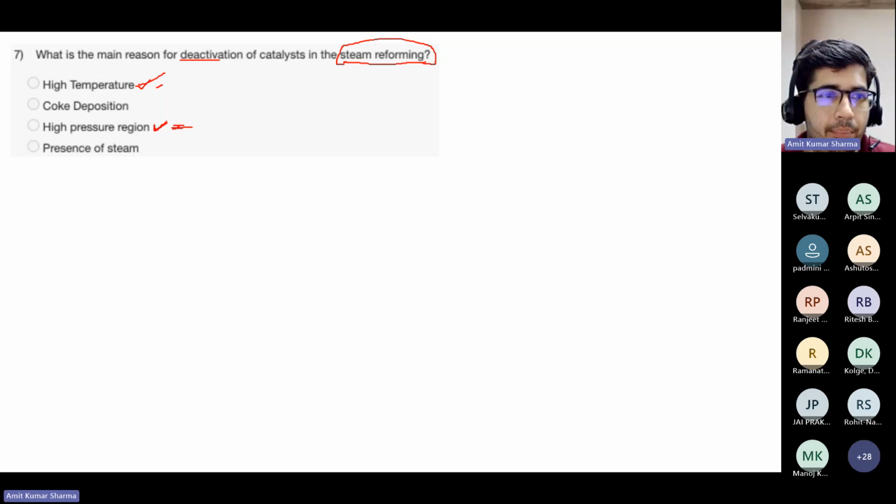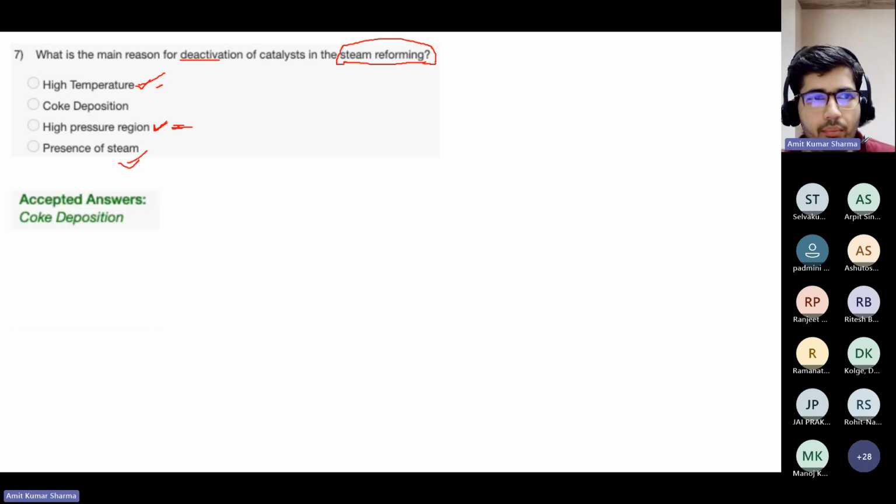And the next is the presence of steam. If we have more steam, then automatically there will be very little chance of side reactions, and the carbon gasification will also occur with the presence of steam. So the correct answer is coke deposition. The main reason for deactivation of the catalyst in steam reforming is coke deposition.